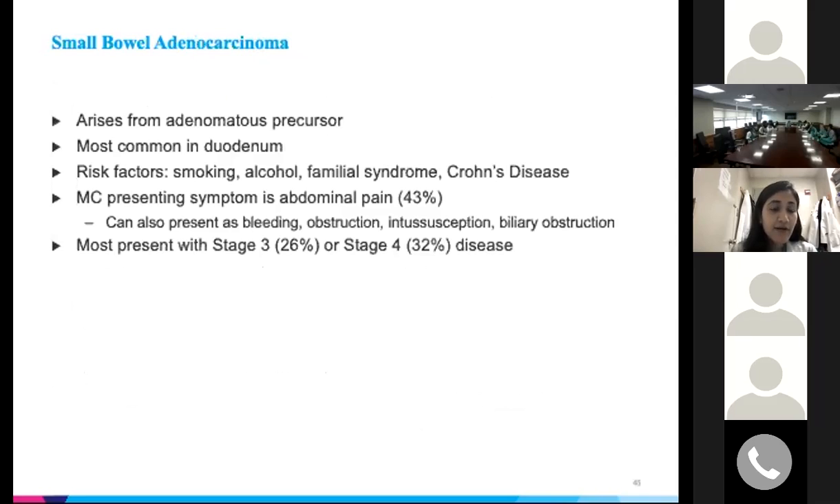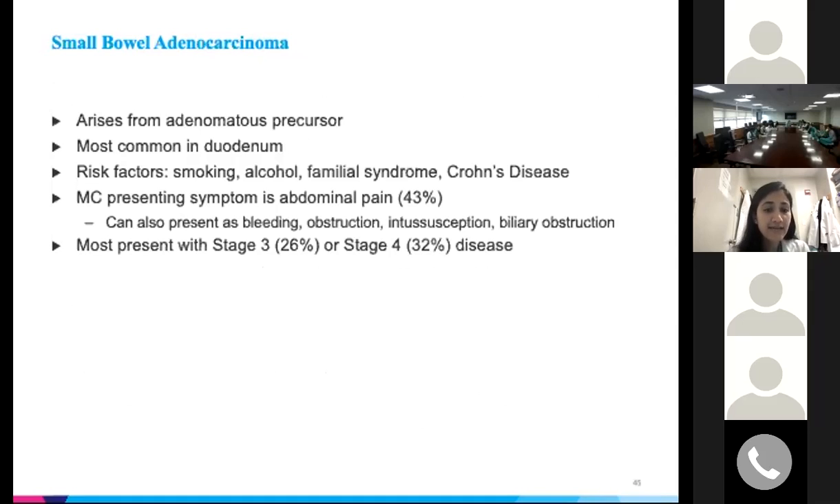And then small bowel adenocarcinoma. So talking about malignant tumors of the small bowel now. Small bowel adenocarcinomas arise from adenomatous precursors like they do in colon cancer. It most commonly occurs in the duodenum.